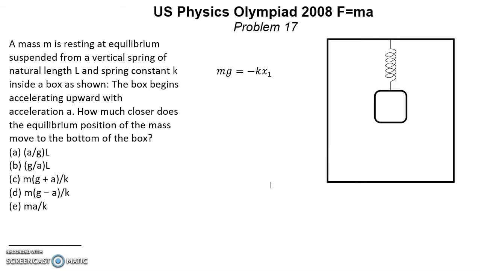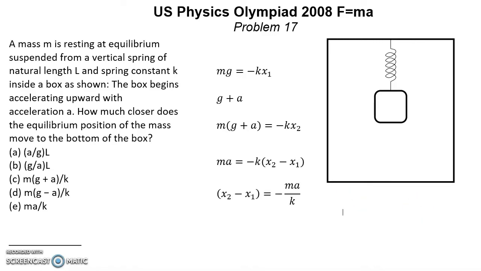So it means that we can replace gravity acceleration G with G plus A. In that case, the new equation for the equilibrium position will be this one. Now let's subtract from this equation the one which describes the displacement of our new equilibrium position. That's x2 minus x1, which equals negative mA over k. The question was what is the new position relative to the bottom, so the answer is mA over k, which is E.